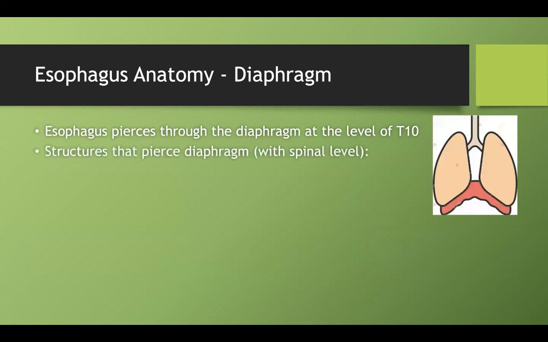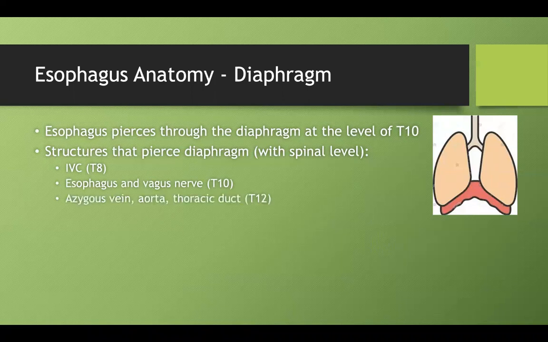I just wanted to refer to some other structures that pierce the diaphragm too, including their spinal level, and I'll just give you a mnemonic that I've always remembered. I don't know how useful it might be to you, but whenever it comes to anatomical structures and stuff, I do find it a little easier to remember it through mnemonics, since there's often not a clinical correlate to help you out. So the IVC pierces the diaphragm at the level of T8. The esophagus and the vagus nerve pierce the diaphragm at the level of T10. And then three structures pierce the diaphragm at the level of T12. That's the azygos vein, aorta, and thoracic duct.